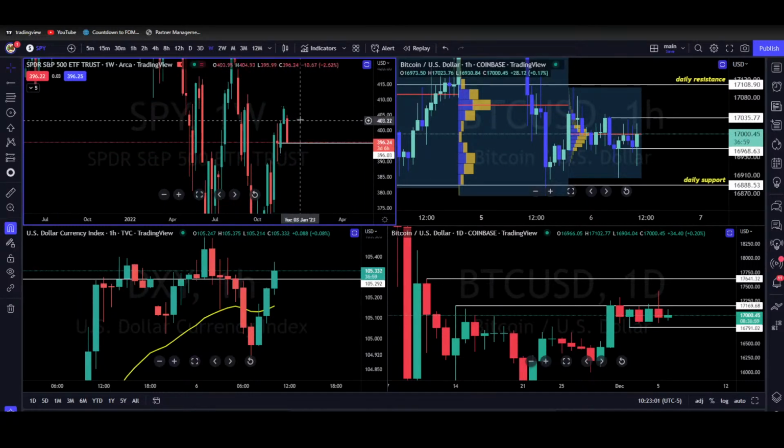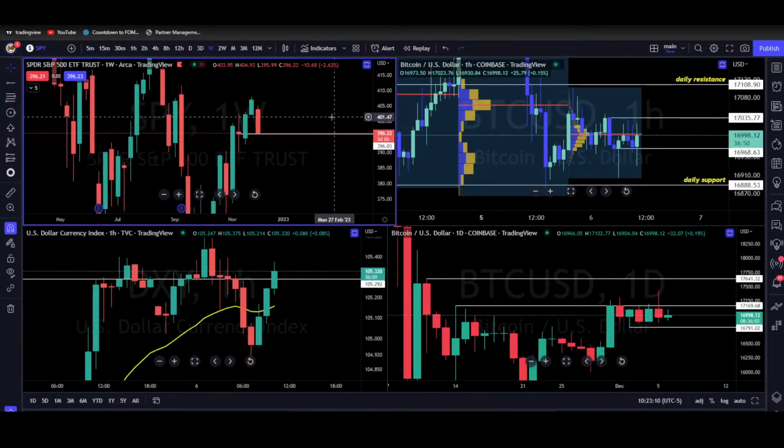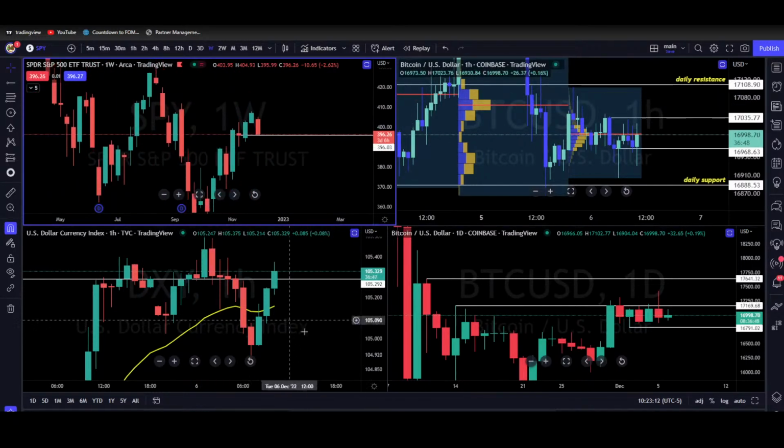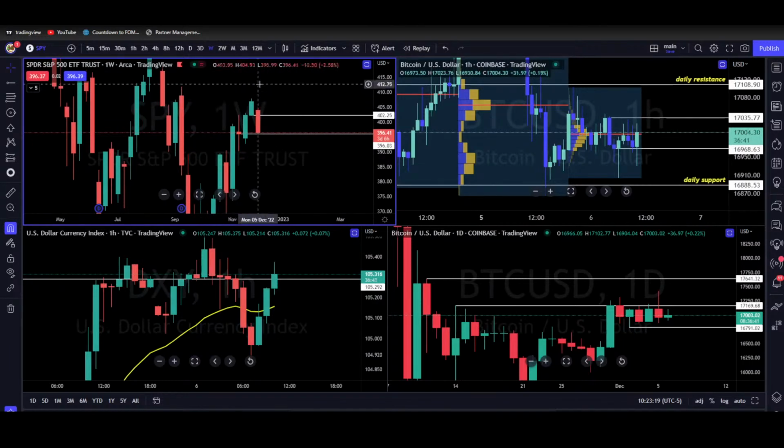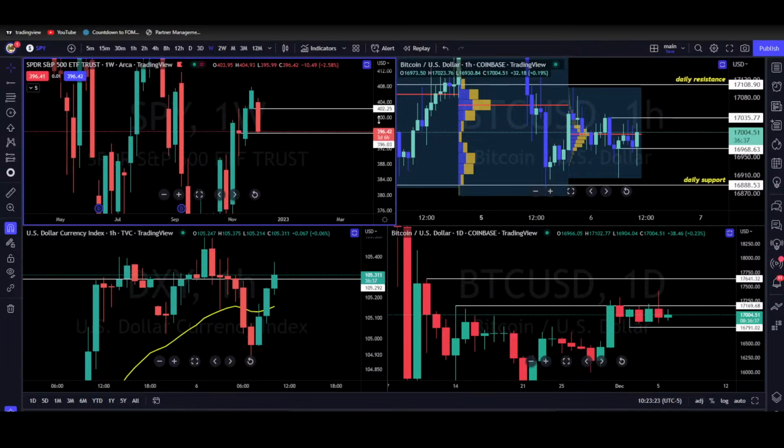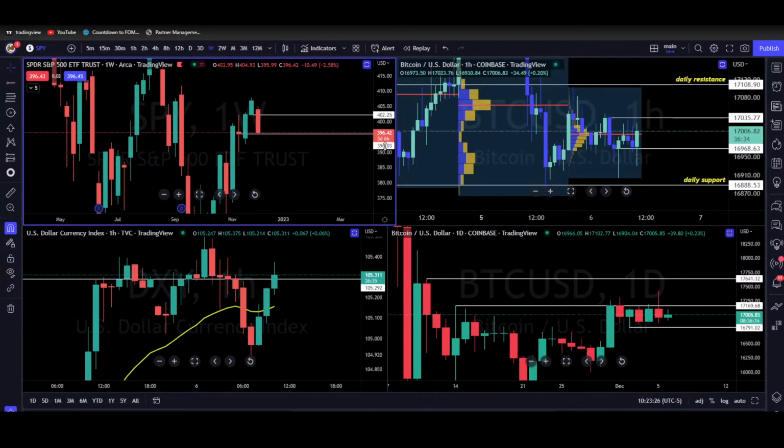I mean, this is what's called an island top reversal. It's not the greatest looking pattern. I'm not a pattern trader, and I really don't give a shit about island top reversals and stuff like that, but this is typically not a bullish pattern. So now, looking at that, people will more than likely be trying to sell it at 402.